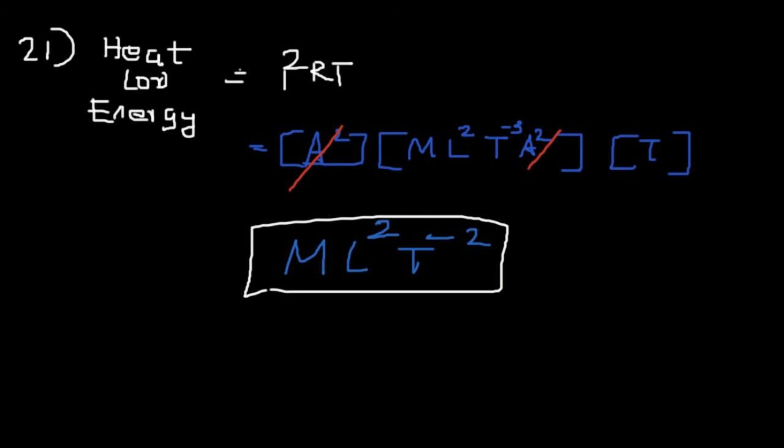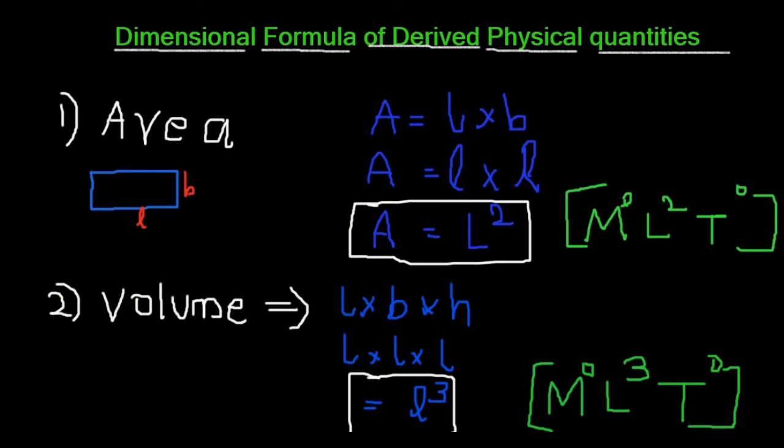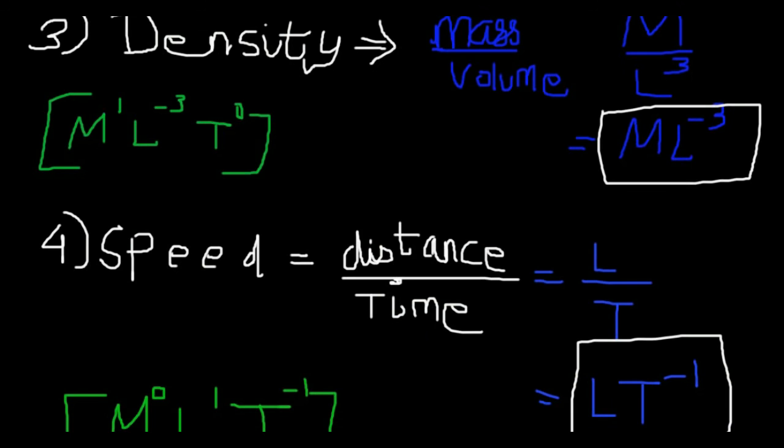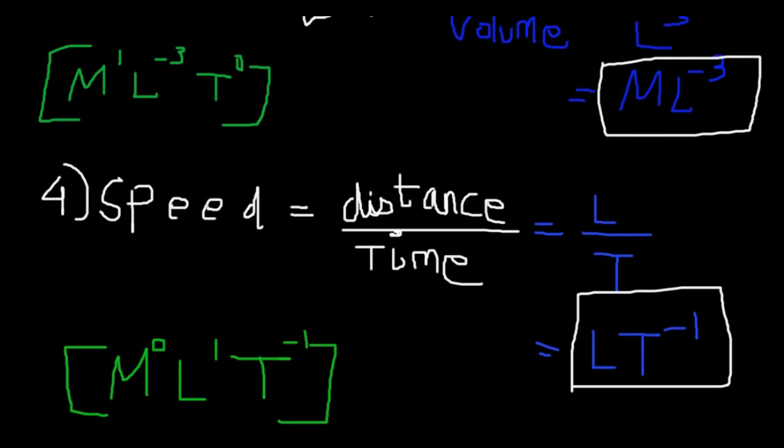Now let's look at a quick summary of what we have done. The dimensional formula of area is M power 0 L squared T power 0. The dimensional formula of volume is M power 0 L cubed T power 0. The dimensional formula for density is M power 1 L power minus 3 T power 0, which can also be represented as M L power minus 3. Next is speed. The speed dimensional formula is M power 0 L power 1 T power minus 1, represented as L T power minus 1.